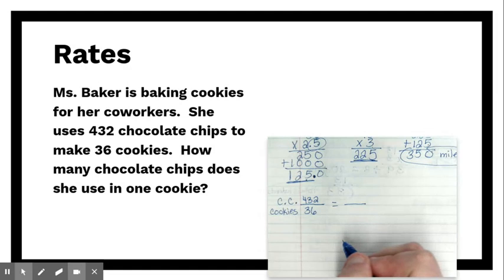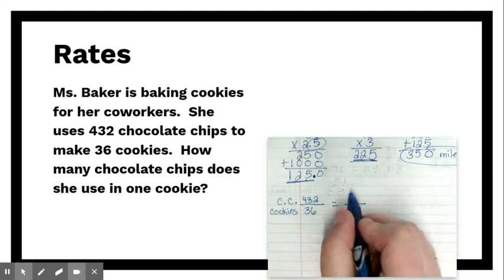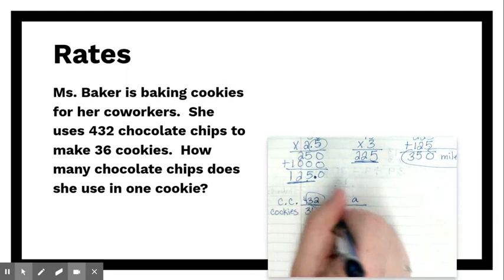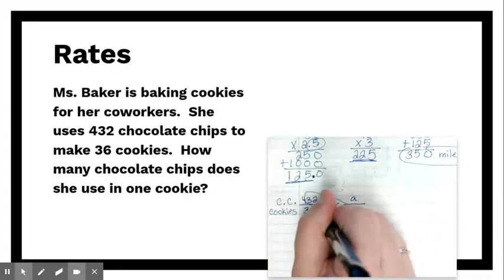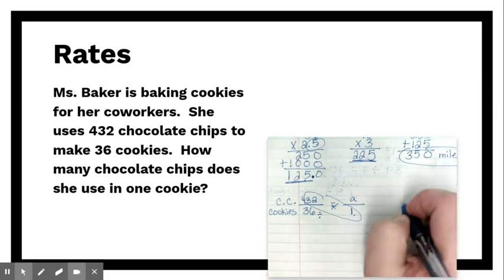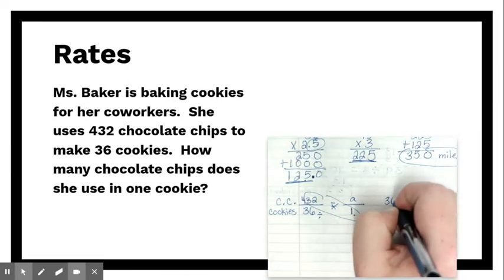Okay, how many chocolate chips does she use in one cookie? So this is a unit rate, so one cookie is going to go right down here. And we're looking for how many chocolate chips are in one cookie. So let's see, we multiply those and then divide by that. So 432 times 1 is 432. So all I have to do is divide that by 36, okay?